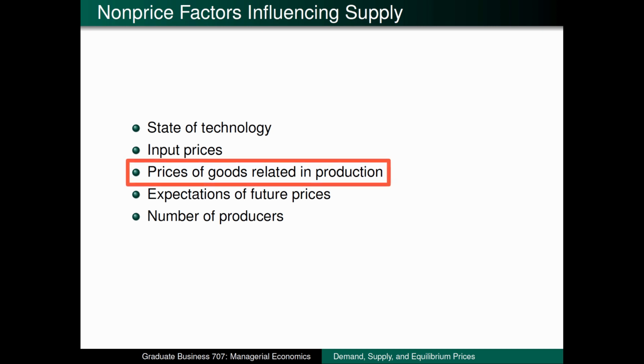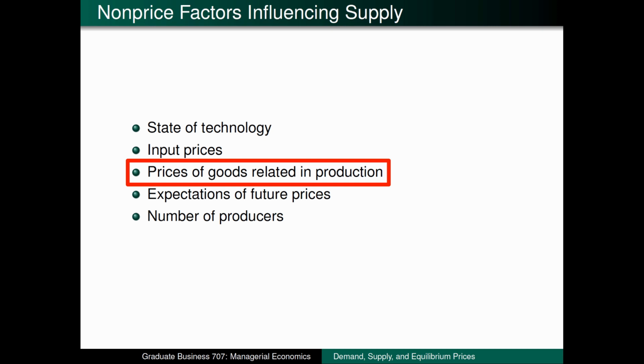Students tend to find prices of goods related in production to be the most challenging supply shifter to understand, so let me start with an example. BMW produces the 3 Series sedan and the X5 SUV. If SUVs become more lucrative because their profit margin is higher, then BMW might allocate more resources like workers and machinery towards producing SUVs. As a result, BMW might produce fewer 3 Series sedans. Well, if that's the case, then the supply curve for 3 Series sedans shifts to the left because BMW has a greater incentive to produce higher priced SUVs compared to their sedans.